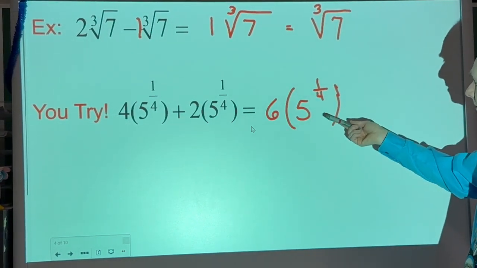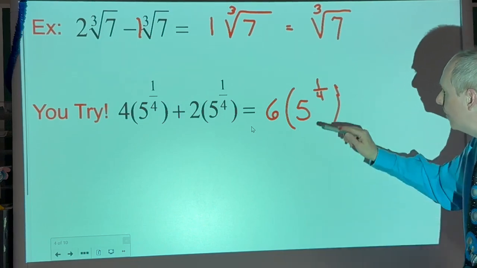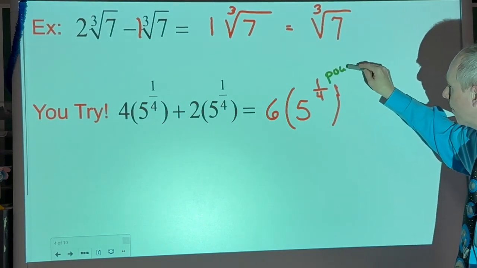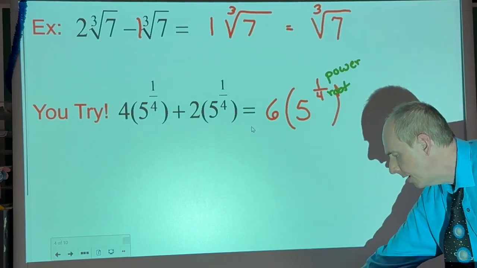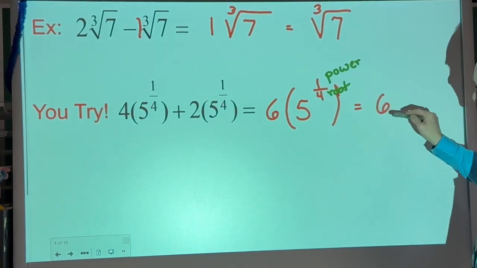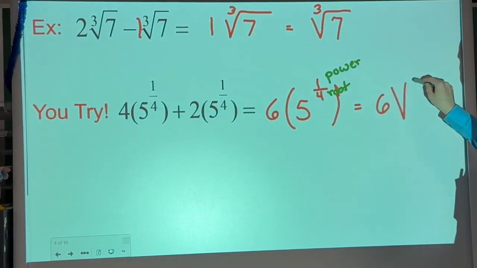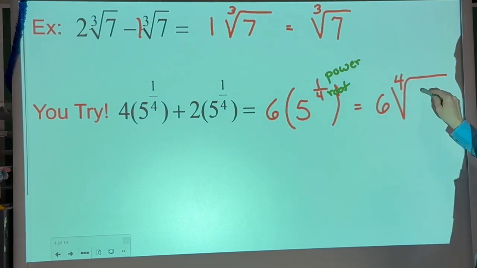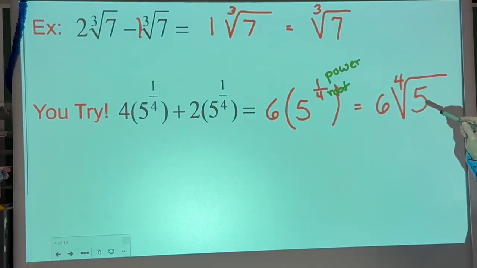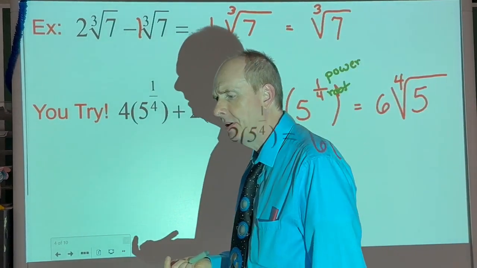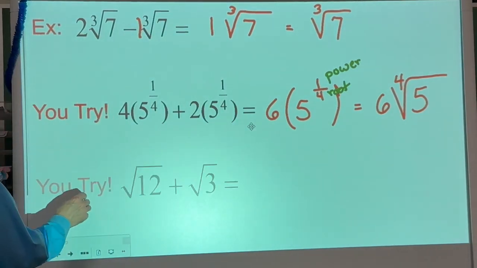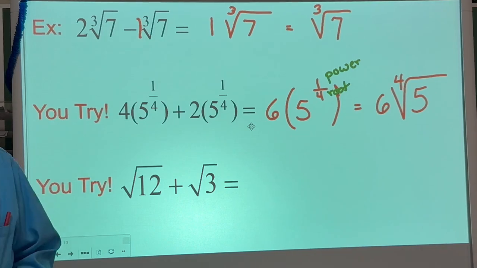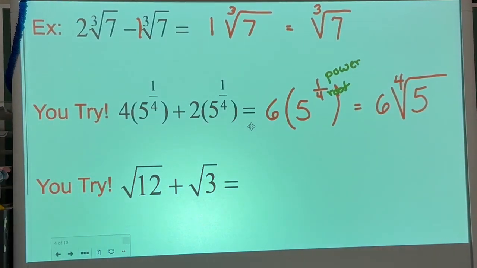Or we could also use the fact that we know 1 is the power, 4 is the root. So we could say 6 fourth root of 5 to the first. I'm not going to write 5 to the first. 5 to the first is 5. Anything to the first power is itself. All right, go ahead and pause for a minute. You try square root of 12 plus square root of 3.